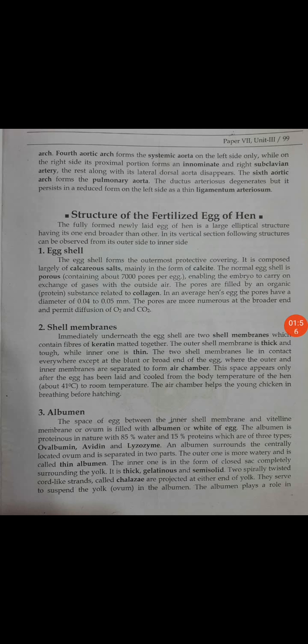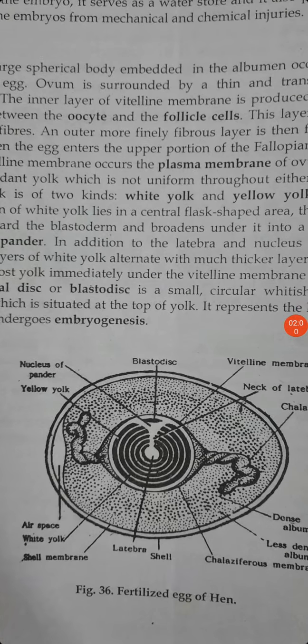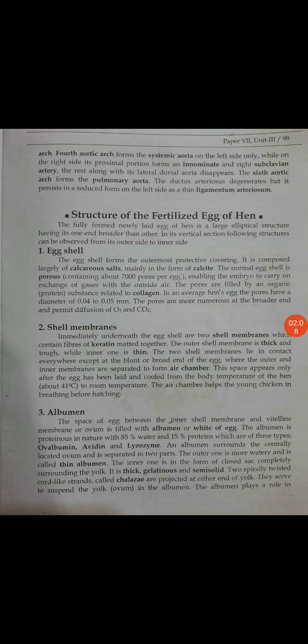Actually, when we see the hen's egg structure, the broader end, see, this is the internal structure. This broader end is having the developing ova. So, okay, we will see one by one.